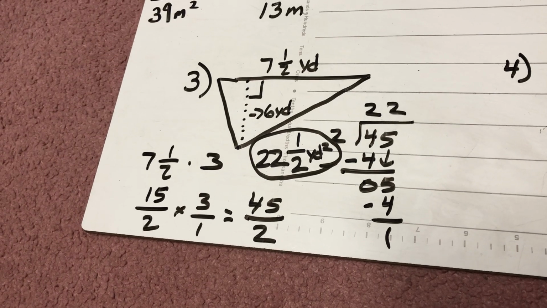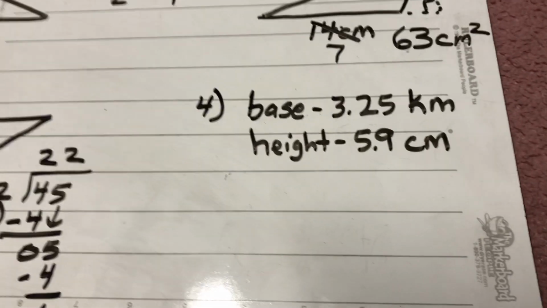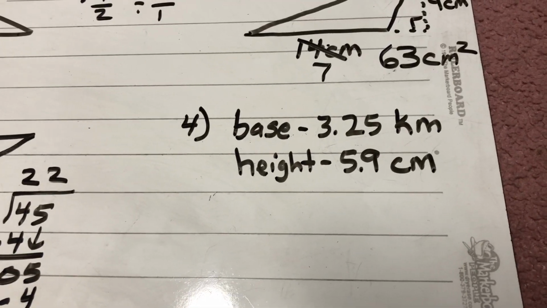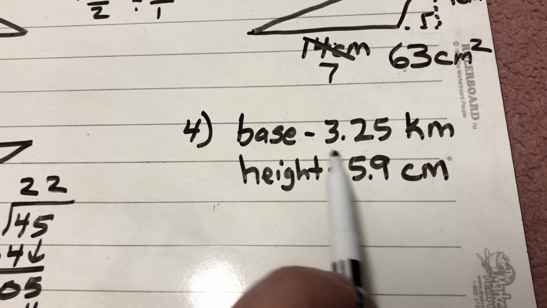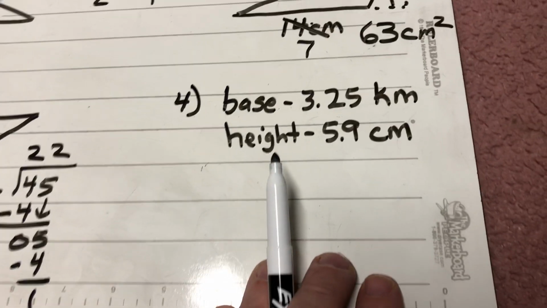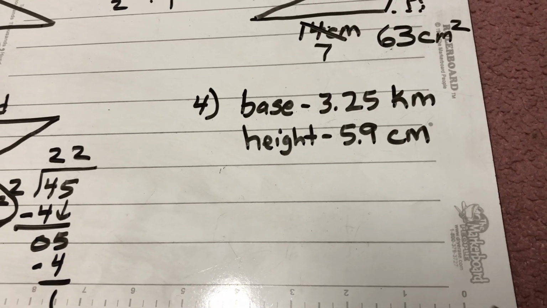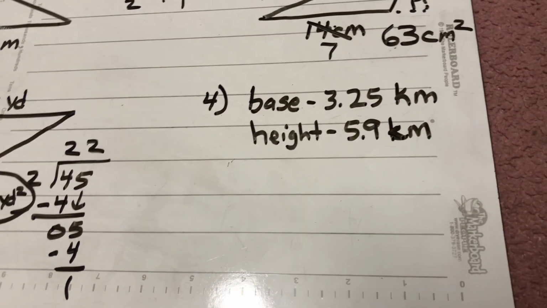All right, moving right along. Sometimes they don't give you an actual picture of a triangle. They're just going to tell you what the base and the height are. Well, here I have a base of 3 and 25 hundredths kilometers, a height of 5 and 9 tenths centimeters, and that is a mistake. You're not going to get different units like that.